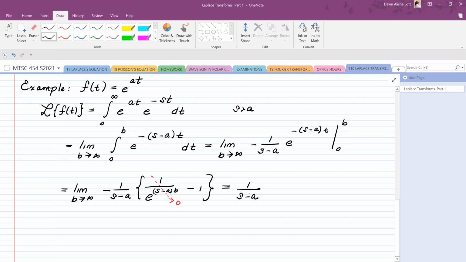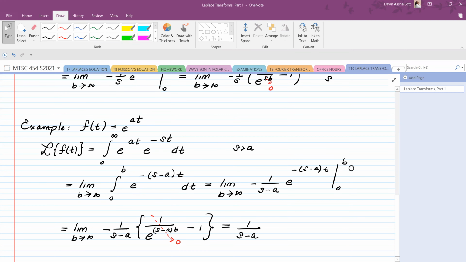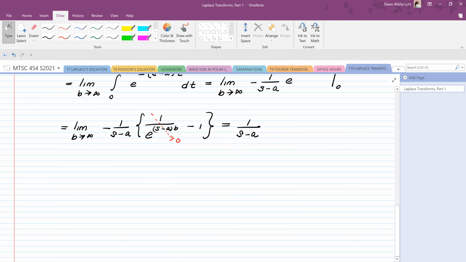All right, so there are many tables of Laplace transforms. I believe there are several of them that we will use. Okay. Now let's look at Laplace transforms of derivatives.